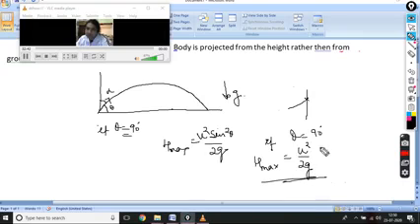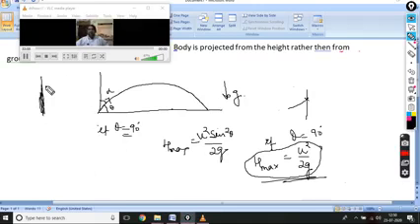Clear? Remember, this was very much the equation when the body was moving in vertical direction. So basically, in projectile motion, if you put theta equal to 90, it reduces to the vertical motion which we have already done. Okay.